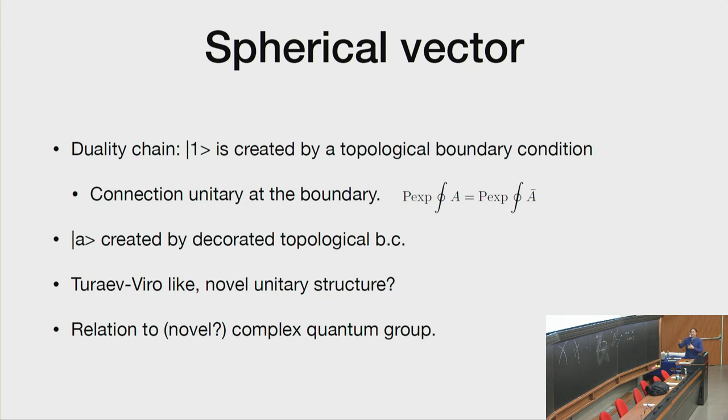Furthermore, the state that generates the whole Hilbert space by acting on it with Wilson lines. You can take these Wilson lines and bring them to the boundary. So now you have this topological boundary decorated by boundary lines. Now, this should totally remind you of something like Turaev-Viro. Like in the Turaev-Viro model, you literally construct a 3D TFT from a topological boundary.